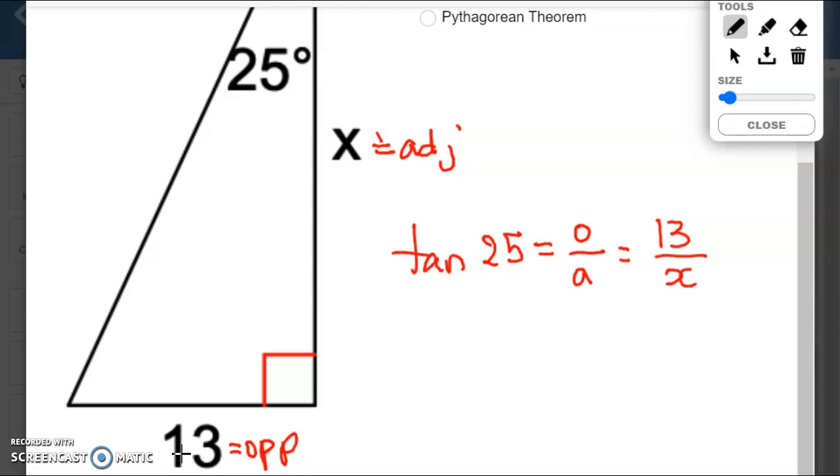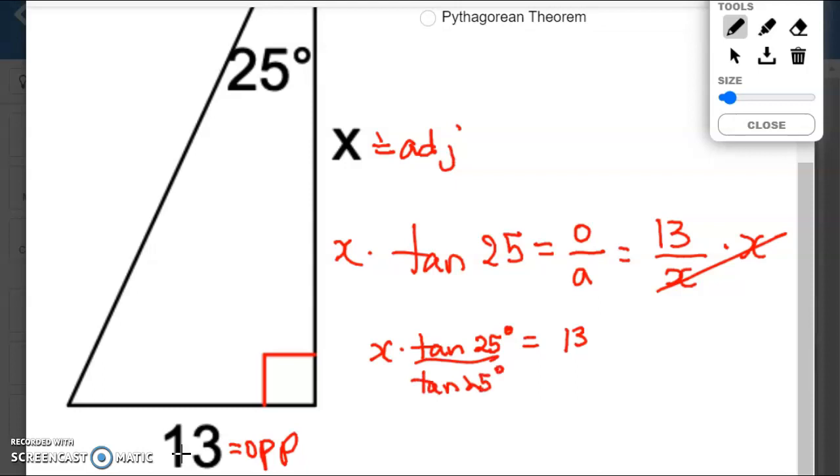How do I solve this? I need to multiply both sides by x to bring the variable x to the top, and that leaves us with x times tangent of 25 degrees equal to 13. So divide both sides by tangent of 25 degrees. So x is going to be equal to 13 divided by tangent of 25 degrees.